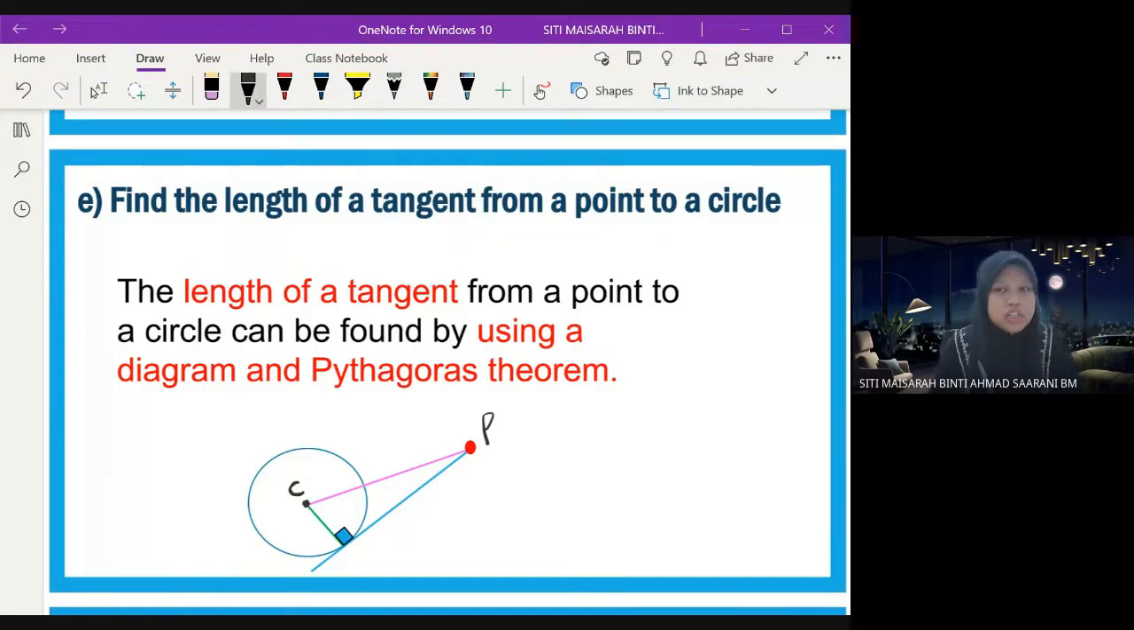Dia punya simbol dia boleh guna apa-apa je sebenarnya. Biasanya kita guna D lah. Ataupun boleh guna L. Tak ada masalah. So yang dia nak cari adalah yang ni. Okay. So yang warna hijau ni adalah radius.